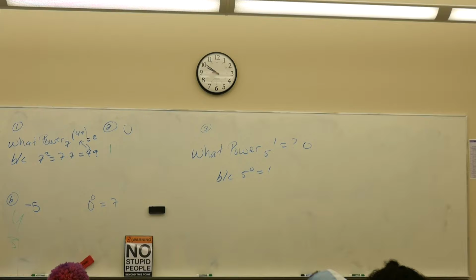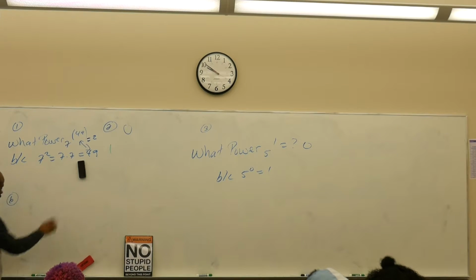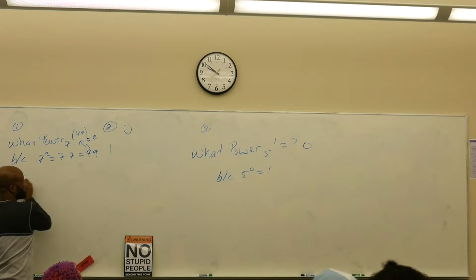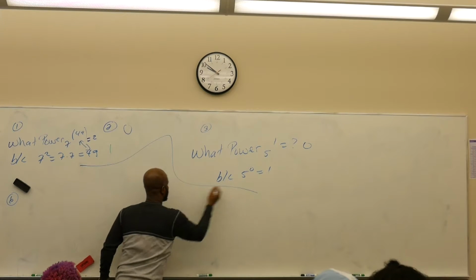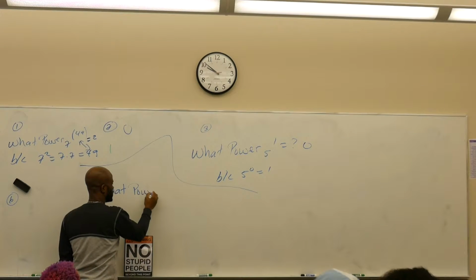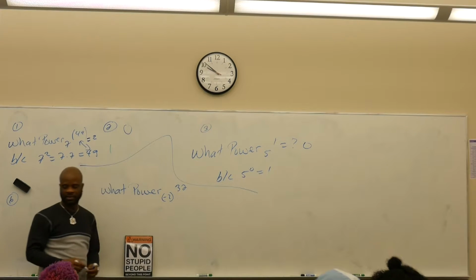Number 6 is asking, what power of -2 gives me 32? What power of -2 gives me 32? So how many times do I have to multiply -2 by itself to end up with a positive 32?